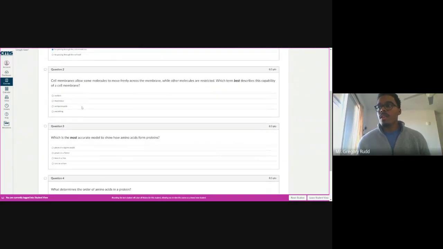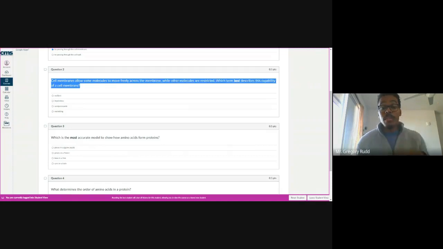Question 2, cell membranes allow some molecules to move freely across the membrane, while other molecules are restricted. Which term best describes this capability of a cell membrane? We talked about this briefly yesterday, but I'm going to bring it up again today. As we review yesterday, I know we covered a lot over the course of yesterday's lesson, but the cell membrane has some unique qualities. We talked about this yesterday. It's made up of a phospholipid bilayer.